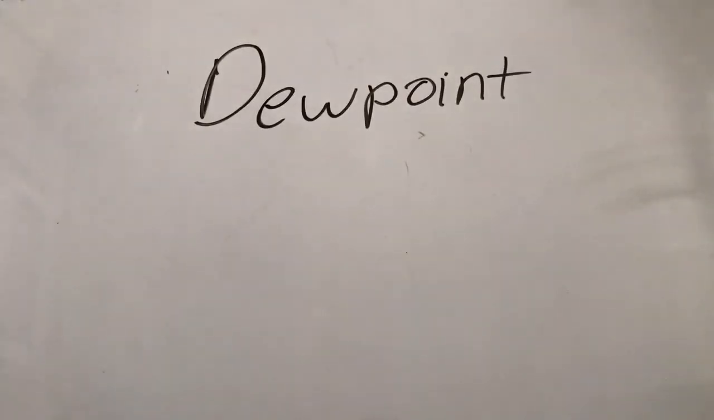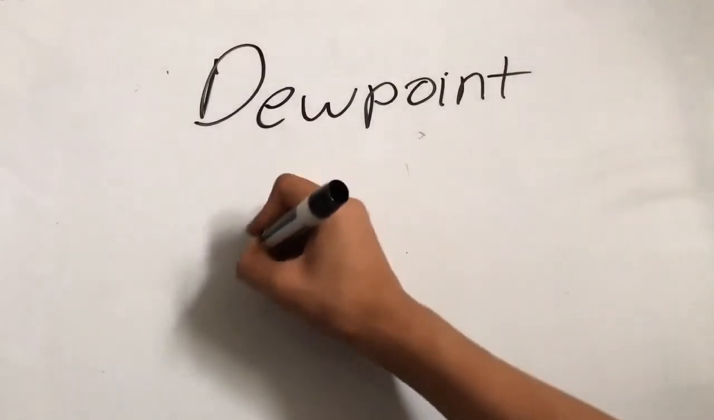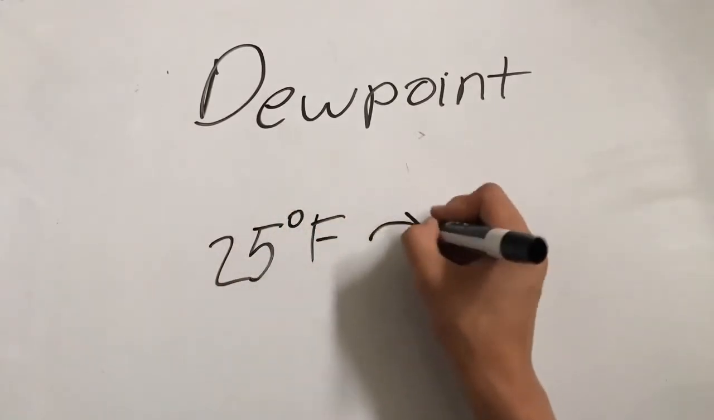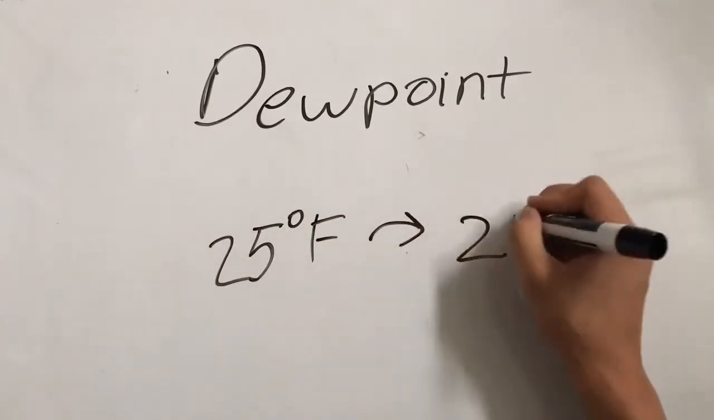Up next is dew point, which is also expressed in degrees Fahrenheit. So if the dew point was 25 degrees Fahrenheit, on the station model you would drop the unit, so you just write 25.